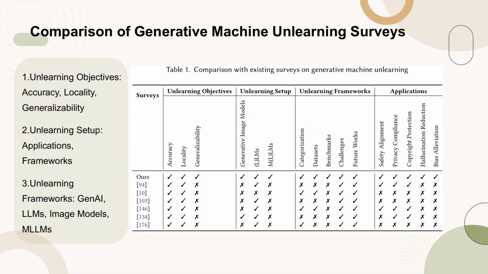Table 1 provides a comprehensive comparison of existing surveys on generative machine unlearning. It highlights the key aspects of unlearning objectives, setup, and frameworks. The table categorizes the surveys based on their focus on accuracy, locality, and generalizability of unlearning techniques. It also outlines the different setups and frameworks used in these surveys, including applications in generative AI, Gen AI, large language models, LLMs, generative image models, and multimodal large language models, MLLMs. This comparison serves as a valuable resource for understanding the current state of research in generative machine unlearning.